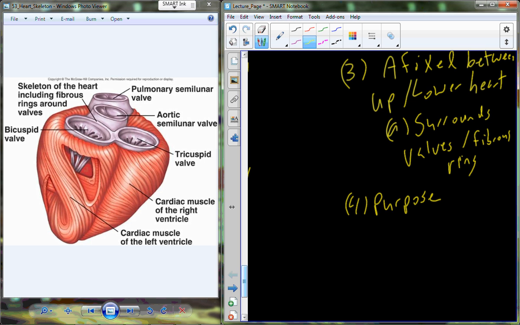of a heart skeleton? Well, one of the main purposes is to provide structure. So it's a structural support. My spelling is, let's just say I would not win the spelling bee today. There we go, structural support.